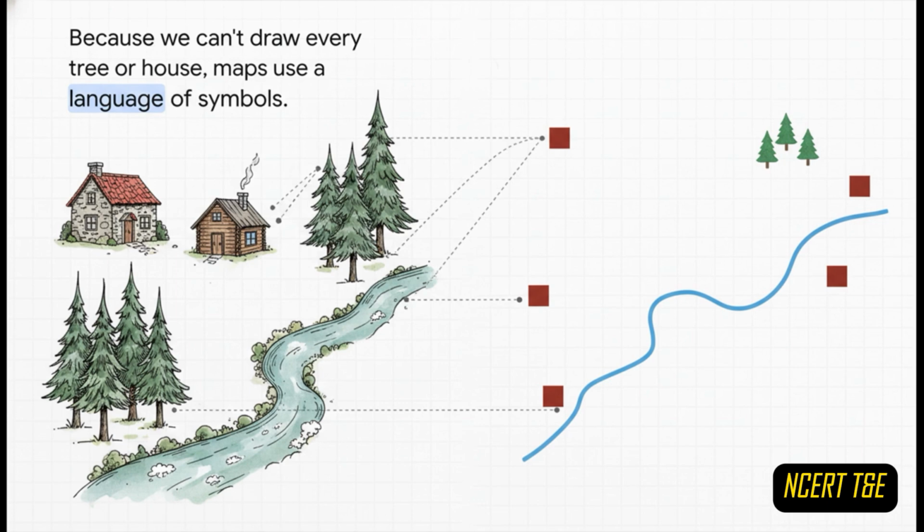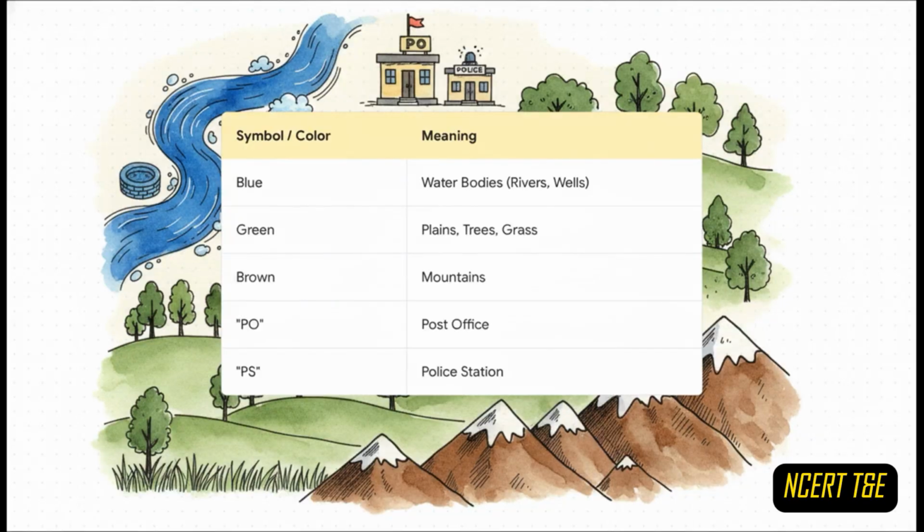So instead, map makers came up with a shared set of symbols, a universal language that anyone can understand no matter where you're from. And here are some of the heavy hitters, the ones you'll see all the time. In fact, many of them are part of an international agreement. So blue, that's pretty much always going to be water, rivers, wells, you name it. Green is for plains, trees, grass. Brown is used for mountains. And then you'll see little abbreviations too, like PO for a post office or PS for a police station. It's a super efficient shorthand that works everywhere.